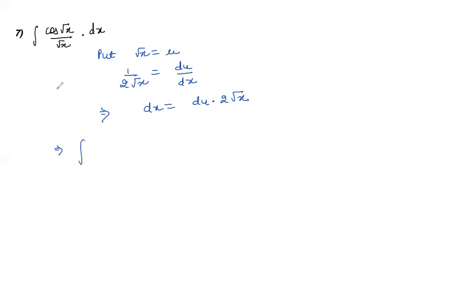So now it would become cos u, and I'll take this under root x as under root x. Why? Because I have under root x here. So dx, I'll put the value as du into 2 under root x. So both the terms will get eliminated, and I'm left with cos u into du.